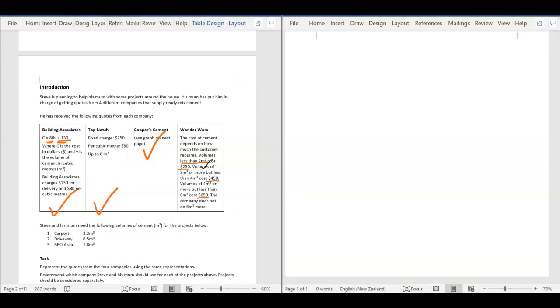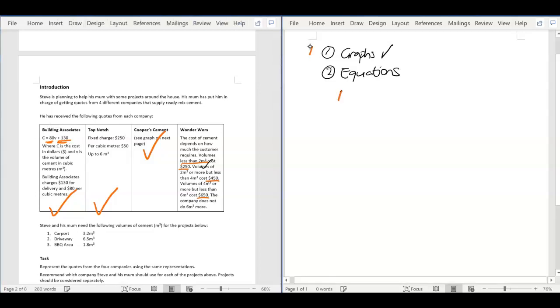Hey, so my graph is gone, so we'll start working on this side a bit more. Oh gosh, I'm not sure why I got a glitch there, but we'll do it over there. The first step, always do your graphs, which we've done. We then move on to the equations. And this time around here, we can see we've been given one of the equations. So we don't really need to do anything for that. So building associates, the cost is equal to 80V plus 130.